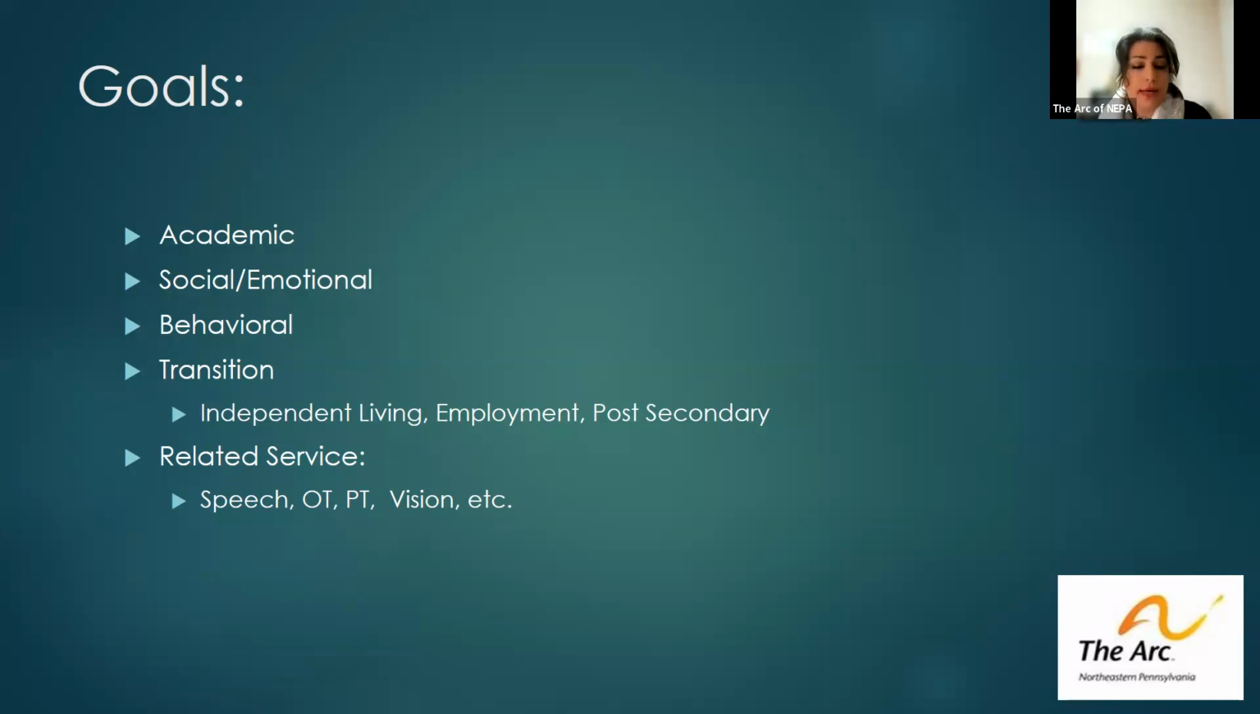What do those goals look like? Well, for instance, academic goals are going to focus on present levels of academic achievement, and they should focus on your child's strengths. So what can we build off of? They might pertain to reading fluency, comprehension, math functions, word problems, writing, and academic skills.